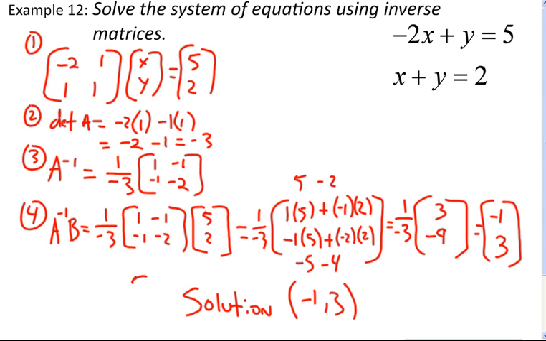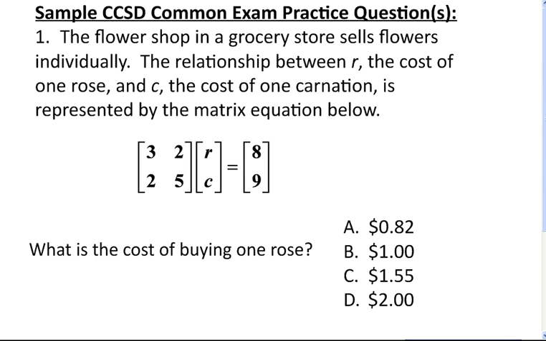Okay, so I guess you can call this the fifth step. The first step is to write it in matrix form. Second step is determine if there is a determinant. If there is, you go to the third step, you find the inverse. The fourth step is you multiply the inverse times B. And once you do that, you will get your solution, and you write the solution in ordered pair form.